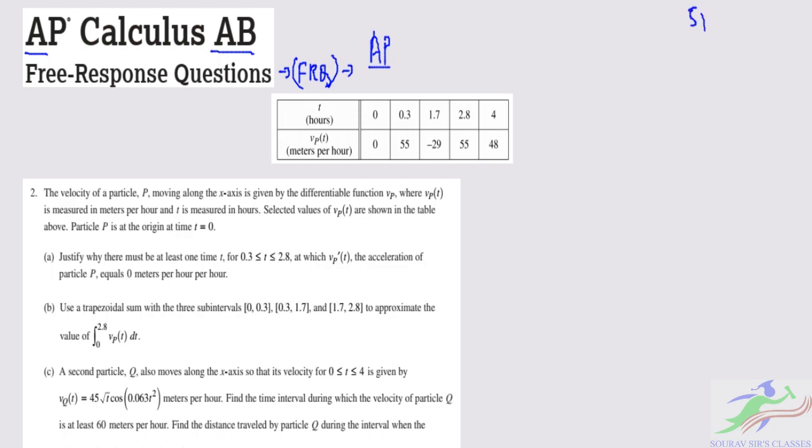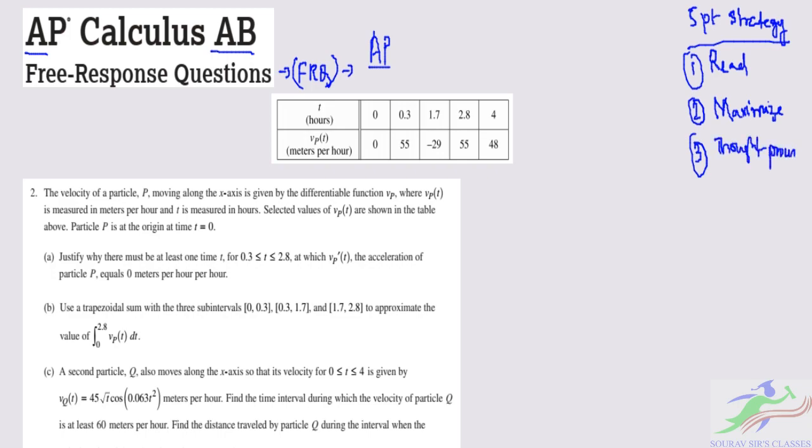we have put together a 5-point strategy to deal with the FRQ sections. First, read each part of the question carefully. Next, maximize your points on the multiple parts. For multiple-part questions, you have to share your thought process. Point 4 is be clear and concise. And point 5 is usage of proper penmanship. So these are the 5-point strategy.